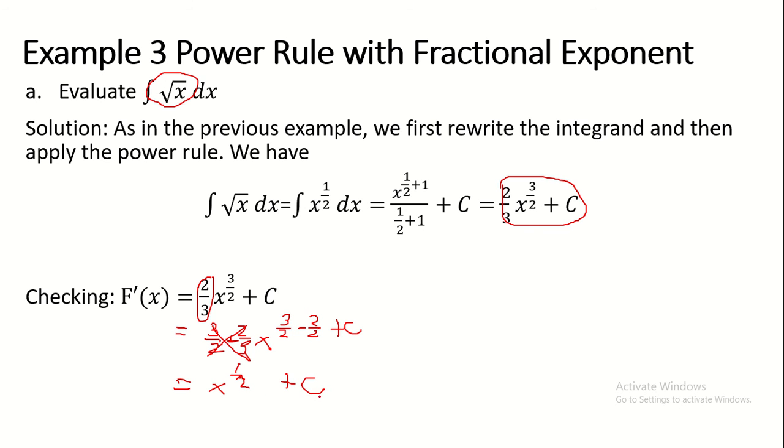Plus c. At itong x raised to 1/2, kapag nire-write natin into radical form, this base will be the radicand x, the exponent 1 or the numerator 1 will be the exponent, and then the denominator 2 will be the index. So magiging square root of x, which means that 2/3 x raised to 3/2 plus c is an antiderivative of square root of x.